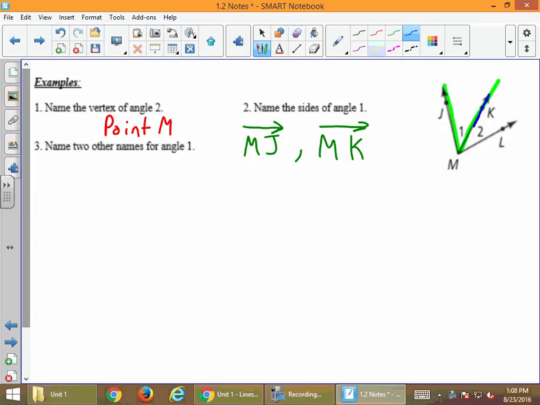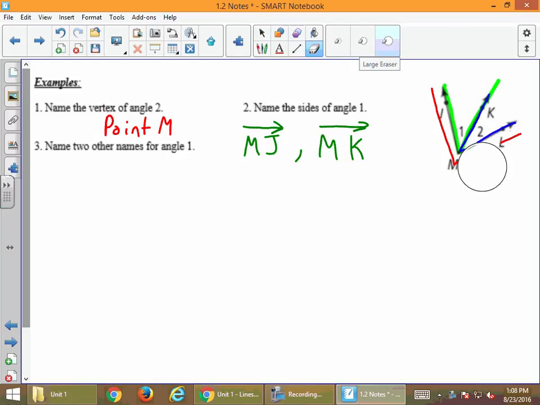Because also over here, angle 2, what is angle 2 vertex? M as well. They have the same vertex, but they're not the same angle. Not only that, what about JML? What vertex is there too? M. All 3 of them share the same vertex. So I don't know if you say angle M, I don't know if you're talking about the green one, the blue one, or the red one. But what if we say JMK? That is good.